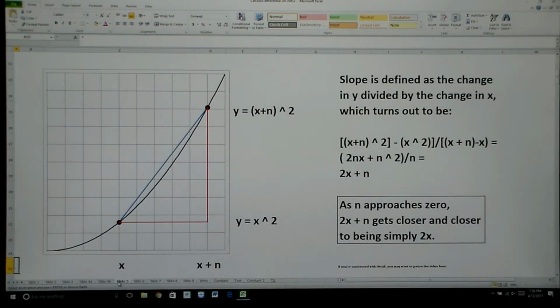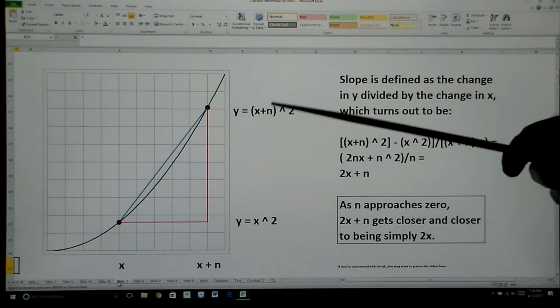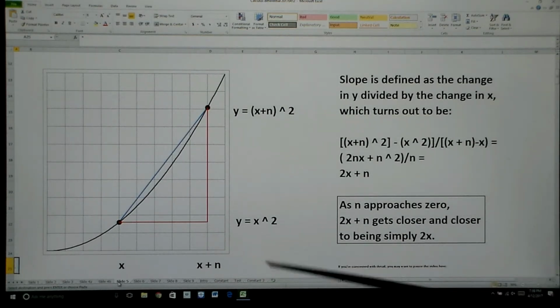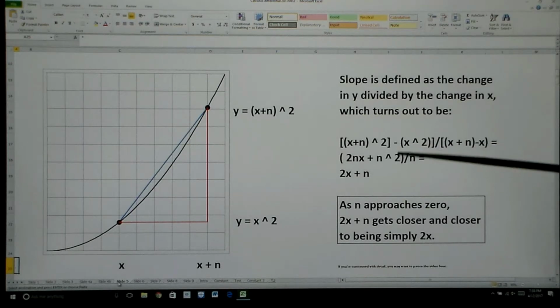Slope is defined as the change in y divided by the change in x. And in our case, when we're dealing with y equals x squared, it turns out to be this. We want to find the change in y divided by the change in x. Algebraically, the calculations are shown here, and the slope turns out to be equal to 2x plus n.